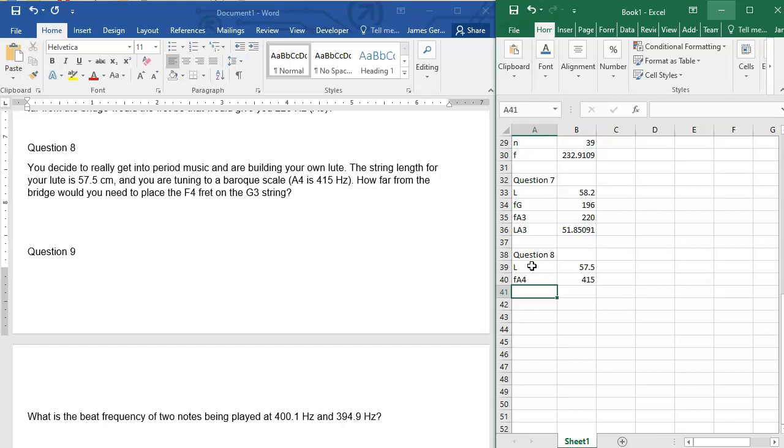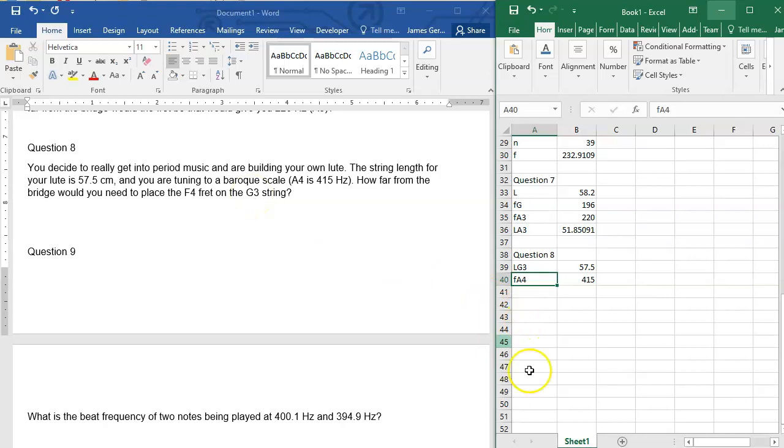So we've got two things here. We know how long the G3 is. I'm going to just go ahead and label this G3, the length of the G3. We know the frequency of the A4 is 450 hertz, but we don't know the frequency of either the G3 or the F4 yet. And so we've got to figure those two things out first.